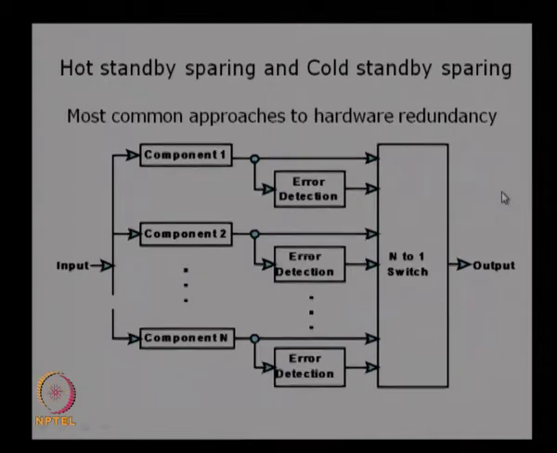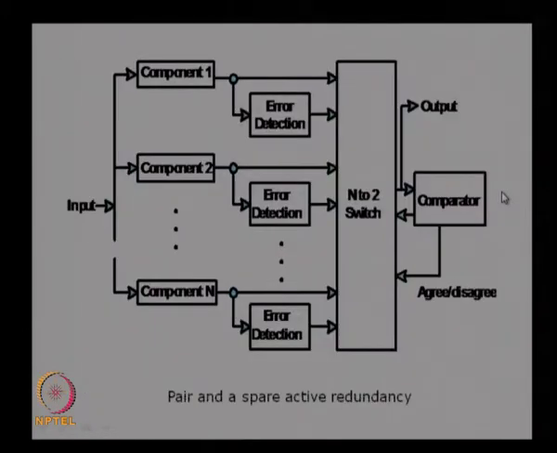Another method is the pair and a spare active redundancy. This is again another method of redundancy, active redundancy. This again can be hot or cold depending on the way the components are arranged. If the components are in active mode, then it is a hot standby. If they are in non-active mode, then it is a cold standby method. Here you can see the first part remains almost the same. You have components and error detection here. In addition to that, we have a switch.